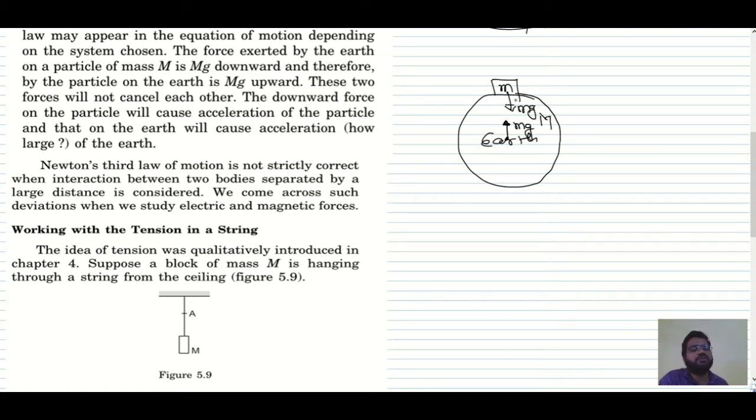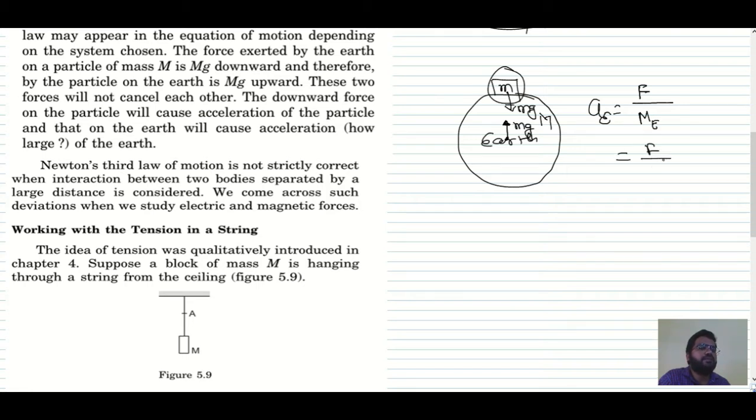mg. Now some of you will say that due to the Earth there is an acceleration in small m. Then due to small m, can there be acceleration in the Earth? Yes, it is possible. So what is the acceleration of the Earth? If you want to calculate it, divide that force by the mass of the Earth.